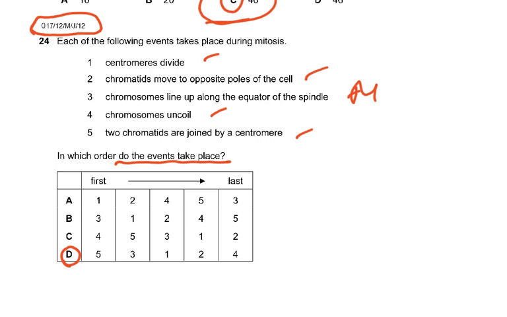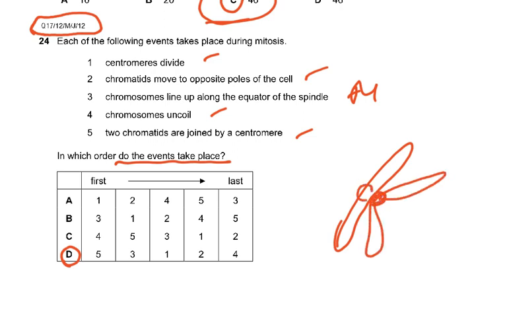First of all is 5. The two chromatids are joined with this centromere. That's in the prophase. Then number 3, chromosomes line up along the equator, metaphase. Then anaphase would be 1, the centromere divides. The chromatids now separate. They're no longer called sister chromatids; now they're called chromosomes. And then of course was 2, chromatids move to the opposite poles.